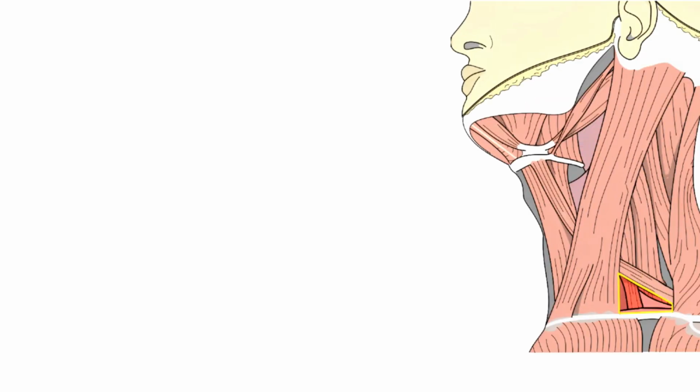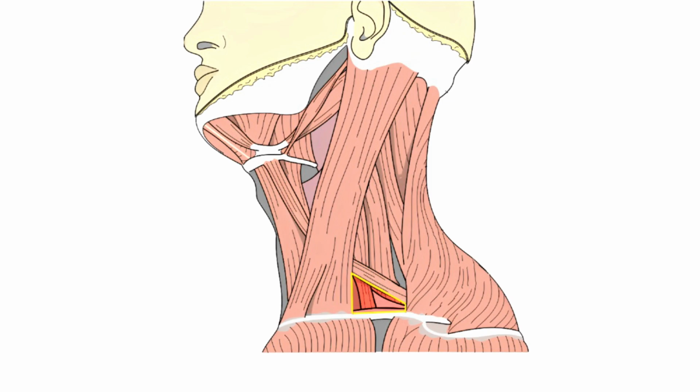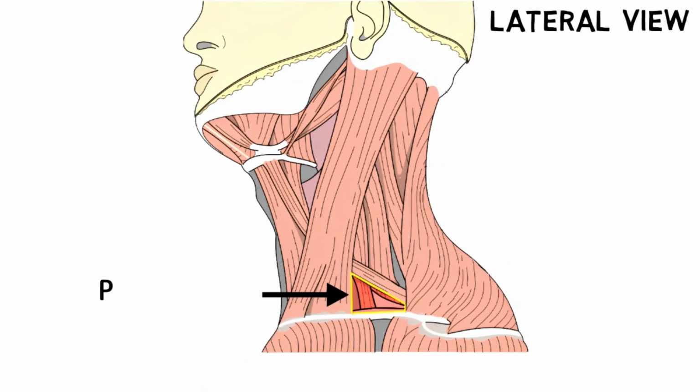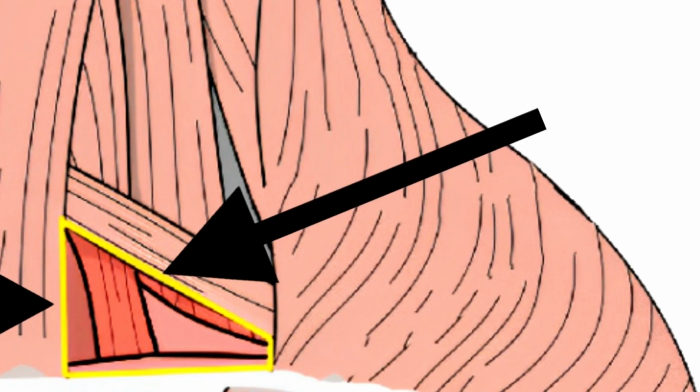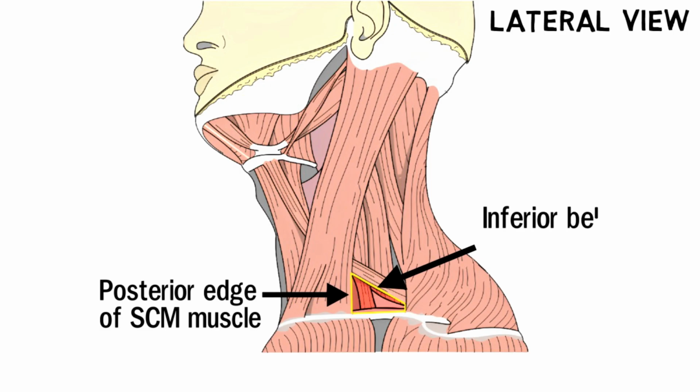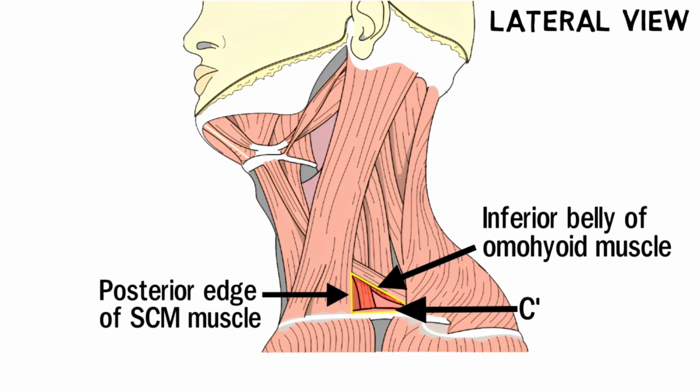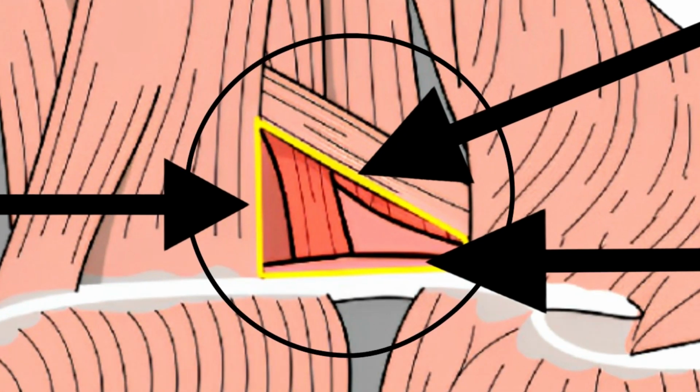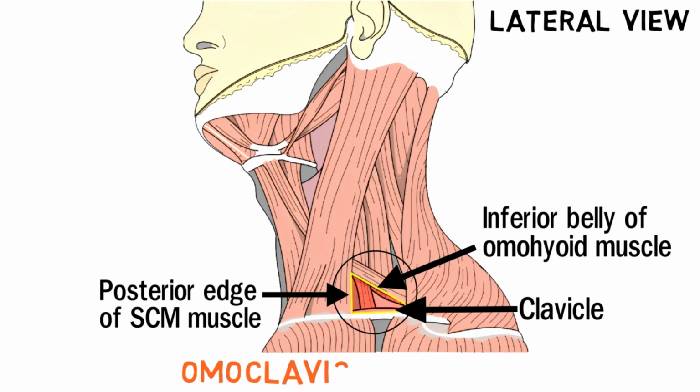Let's have a look. So this is the lateral view. And as you can see, this is the posterior edge of the sternocleidomastoid muscle, which forms the anterior border. This is the inferior belly of the omohyoid muscle, which forms the superior border. And this is the clavicle, forming the inferior border. So this is the omoclavicular triangle. Second subtriangle is the occipital triangle.